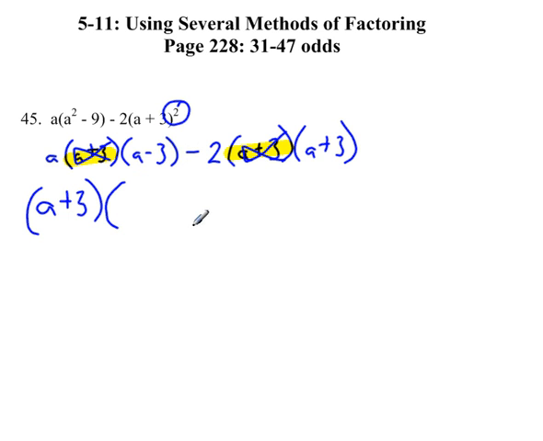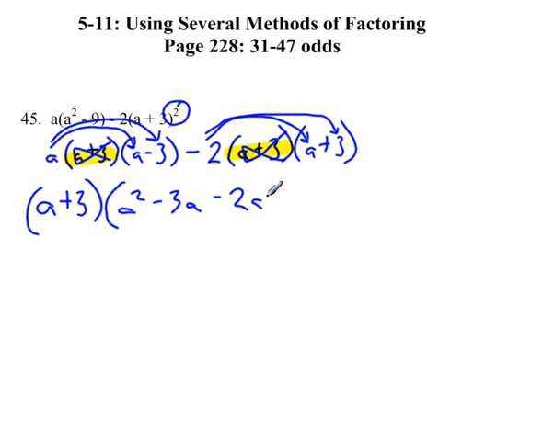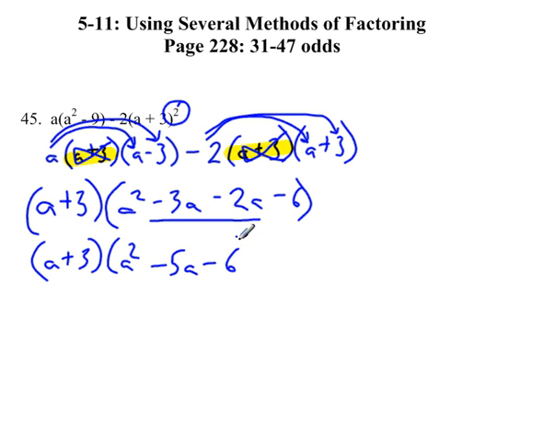And in my what's left category, what I want to do is distribute a to the a minus 3 and the negative 2 to the a plus 3 in this set of parentheses. So that leaves me with a squared minus 3a minus 2a minus 6. And combine like terms, and you create a trinomial in that second parenthesis. So you've got a plus 3, and then in the other parentheses, you've got a squared minus 5a minus 6. And then your last step is just going to be to factor that.